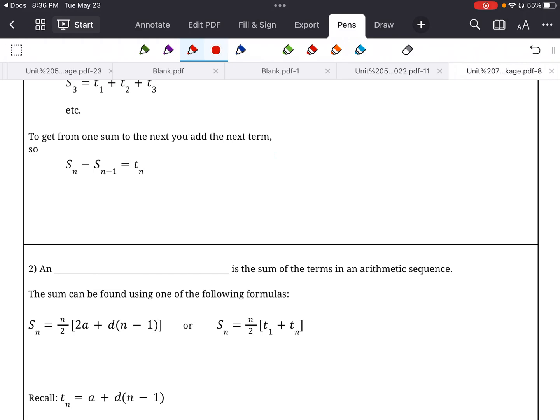And we know that Tn means the nth term, or term n, if you will. Okay, and again, for those of you who don't understand, n is whatever number is decided.